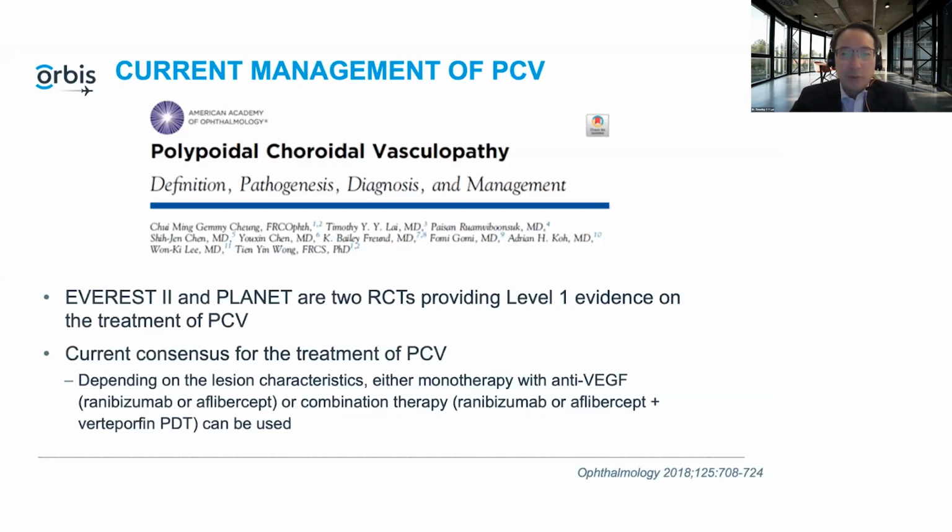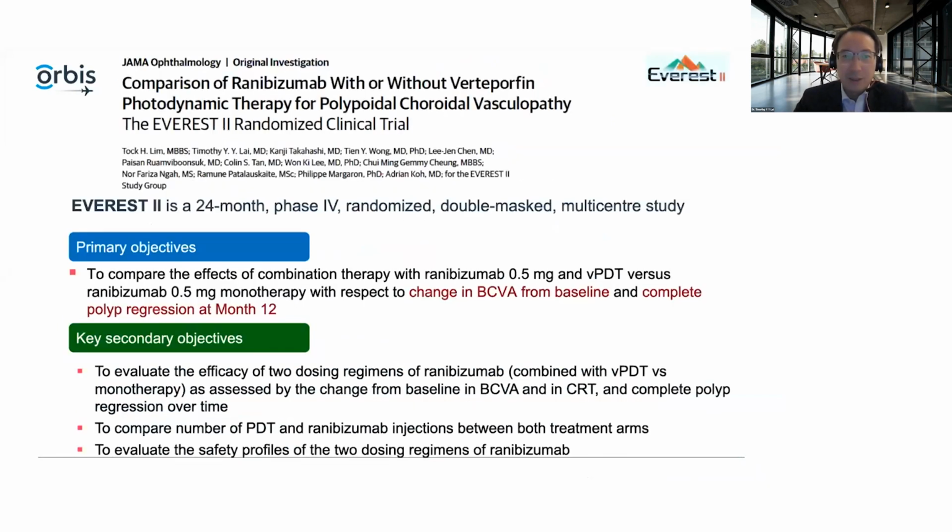We have 2 very good randomized controlled trials providing level 1 evidence on the treatment of PCV, which are the EVEREST II study and the PLANET study. The consensus we have now is that the treatment usually depends on the lesion characteristics. We can either use anti-VEGF monotherapy using ranibizumab, aflibercept, and nowadays we also have newer agents like faricimab, or combination treatment, combining anti-VEGF plus verteporfin PDT. I'll show you some of the results from these key trials.